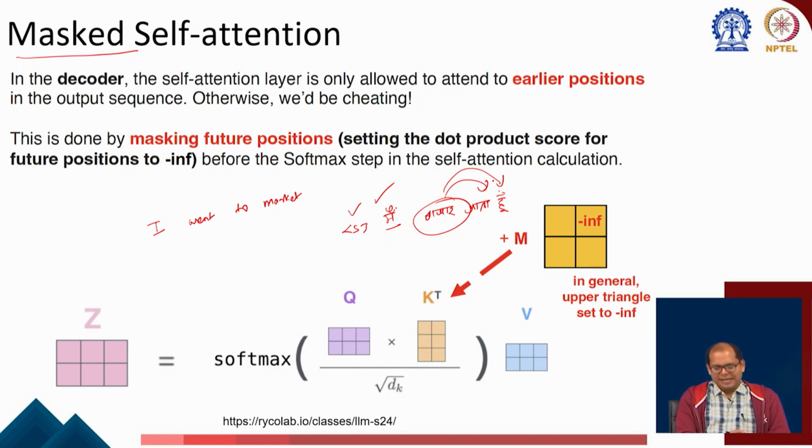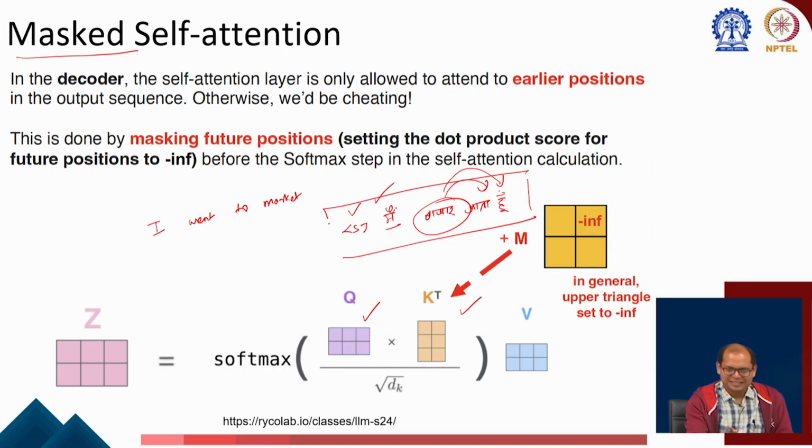So what is the masking idea? I would do the same operation that I was doing, like I will do q times k for the entire sequence. Now, this is again assuming that you are doing the training. So at training time, I have the entire sequence available to me.